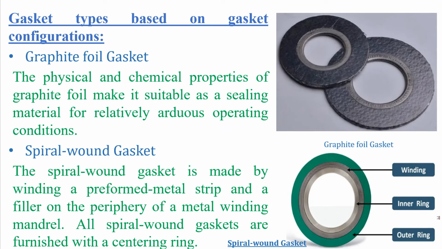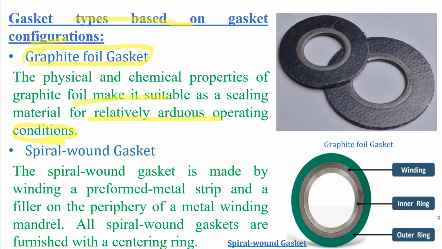Moving on to the next, as we told, the gasket based on gasket configuration. So what does gasket configuration mean? Graphite foil gasket: the physical and chemical properties of graphite foil make it suitable as a sealing material for relatively arduous operating conditions. Arduous means if you have varying conditions or very difficult conditions, we use a graphite foil gasket.